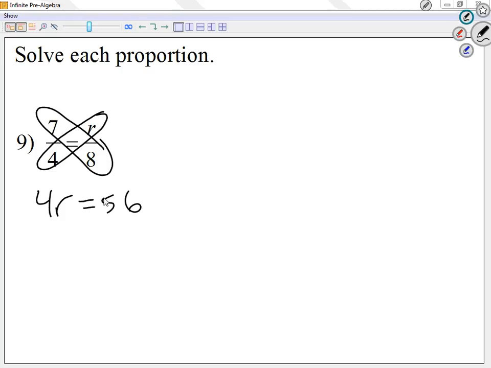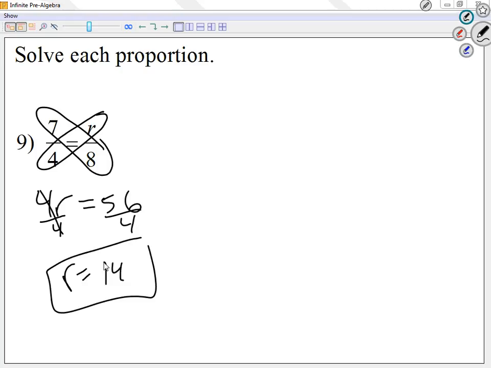Once again, proportions, cross multiply. Multiply diagonally. In order to get the r by itself, let me divide both sides by 4. 56 divided by 4 is 14. So r equals 14. Once again, proportions, two fractions equal each other, just cross multiply. So this takes us up until number 16. Any questions up until 16?